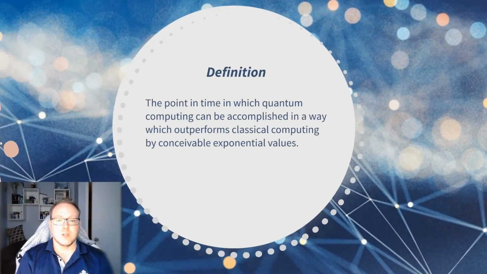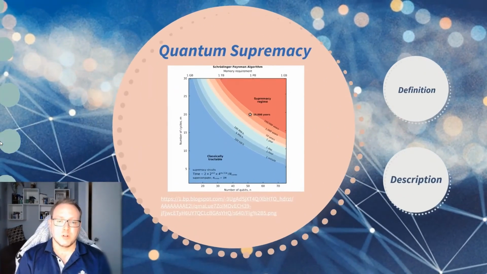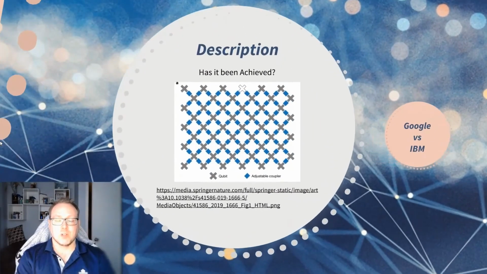It's defined as the point in time at which quantum computing can be accomplished in a way which outperforms classical computing by conceivably exponential values. Now, these exponential values are, say, a week versus 10,000 years. Well, Google set out to prove that they could do this with current quantum computing by developing a processor. This 54-qubit processor was used by Google to process an algorithm in 200 seconds, and then they simulated that same algorithm on classical computing, and it would take 10,000 years.